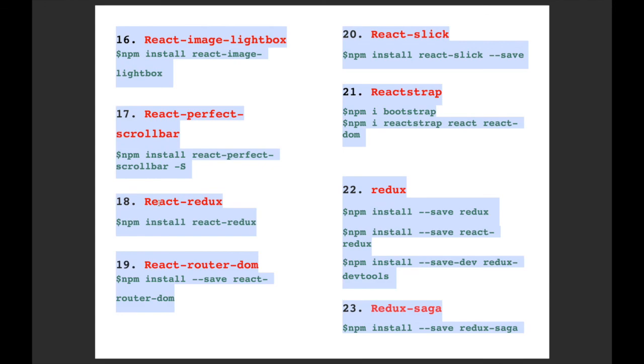After this, React Redux. So friends, Redux is basically a predictable state container for JavaScript apps, and I'm also going to teach this in another course which will be based on React Redux. And after this, React Router DOM. So friends, React Router DOM basically binds the DOM for use of React Router. Then this React Slick.